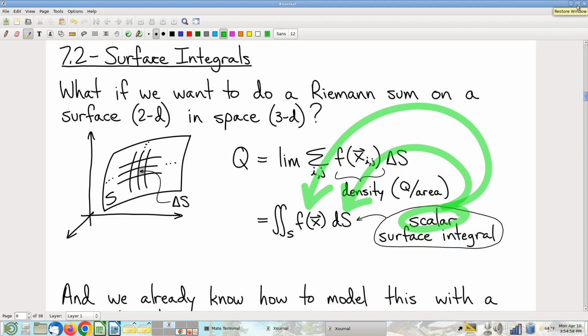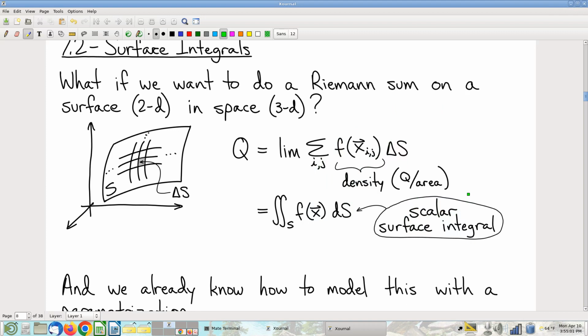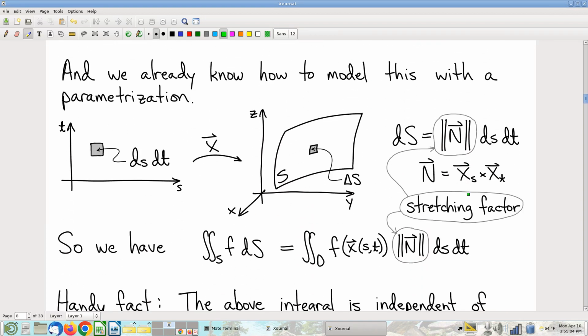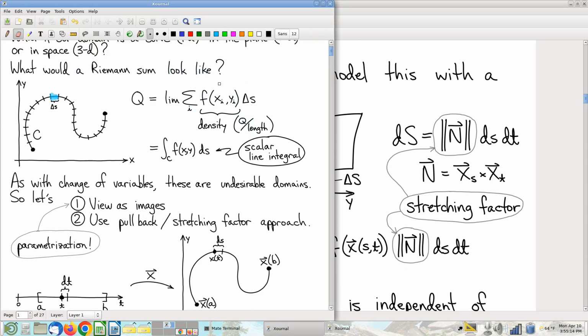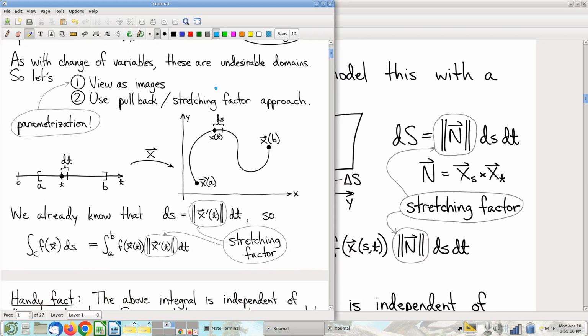All right. Cool. Okay, how do we compute these things? Well, it turns out we inadvertently already kind of have. We just have to put the pieces together. Reminder, when we were doing scalar line integrals, it turns out we already had. We just had to put the pieces together. Same deal. Parametrization is the answer. Specifically, parametrization is what allows us to view it as an image, and then I can pull back the stretching factor and all that to get an integral in the parameter space. In other words, a T integral.